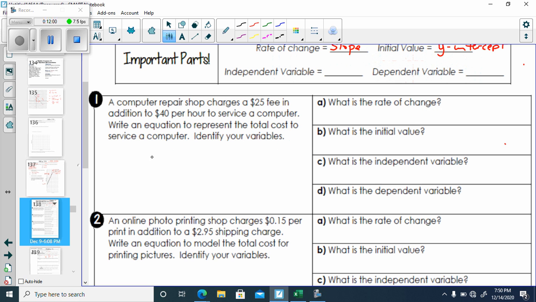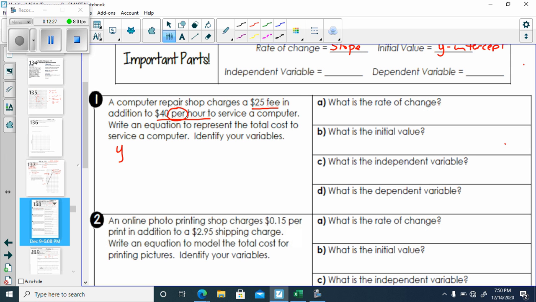So here, let's write some linear equations for these. Let's model these using a linear equation. A computer repair shop charges a $25 fee in addition to $40 per hour. That "per" tells you this is our rate right there, to service the computer. Write an equation to represent the total cost to service the computer. Identify your variables, okay?